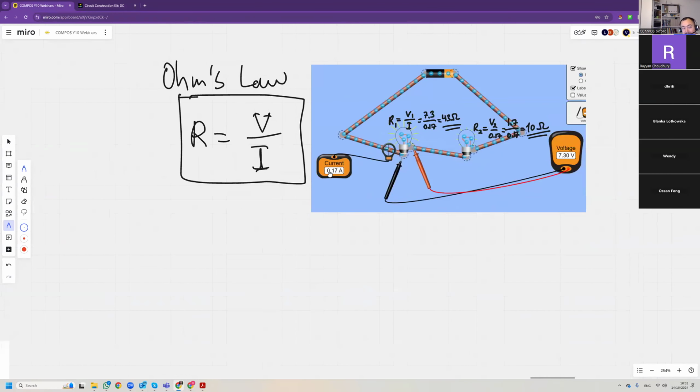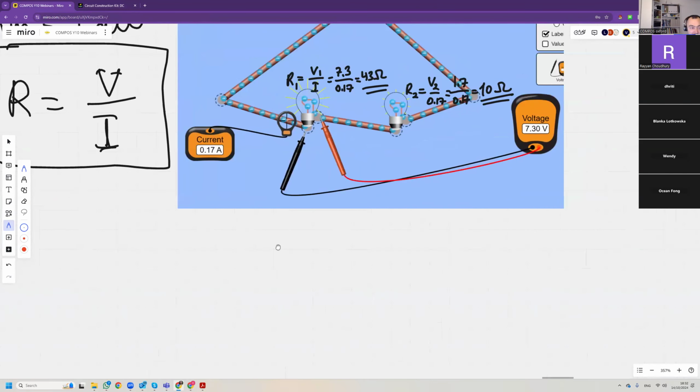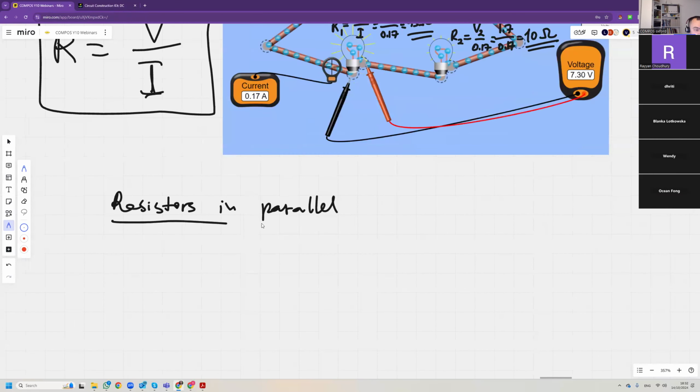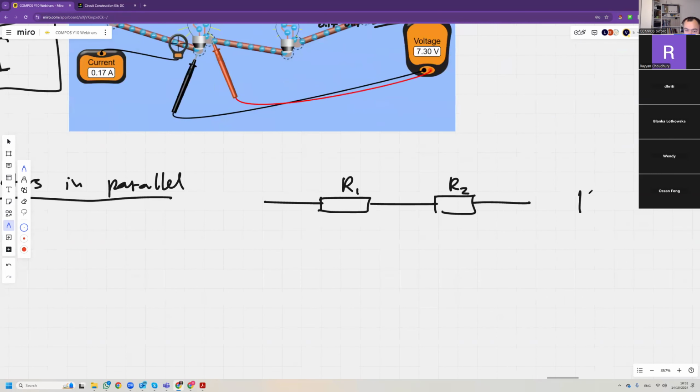Now, if you have two resistors in series, then you have to add their resistances. So you have R1 and you have R2. The total resistance is R1 plus R2. Unfortunately, I don't have enough time to prove that today.